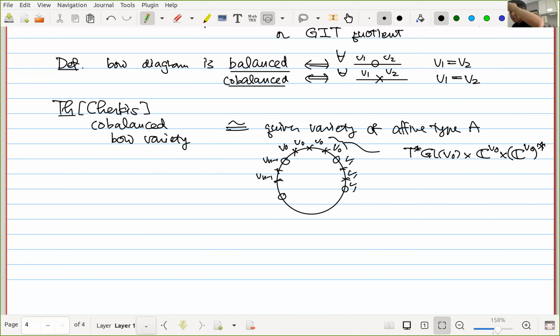But when you consider the Hamiltonian reduction of the cotangent bundle of the group, this is trivial, how to say. So you take the product with the cotangent bundle of the group and take the Hamiltonian reduction by the group itself, then it's the same as the original variety, right? So only this part remains.